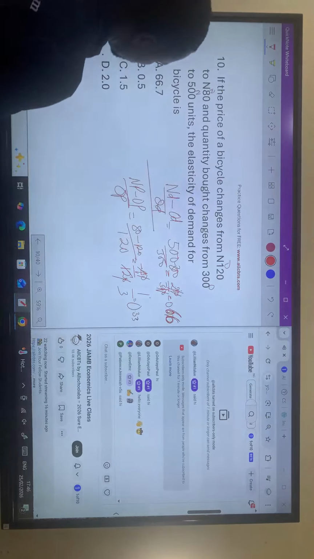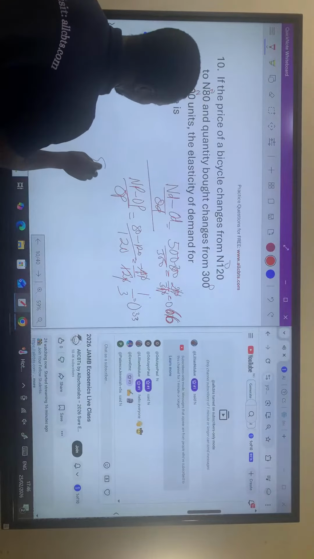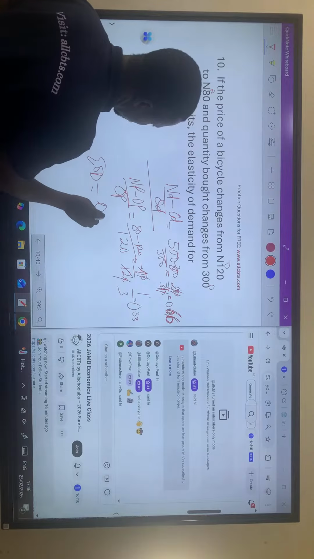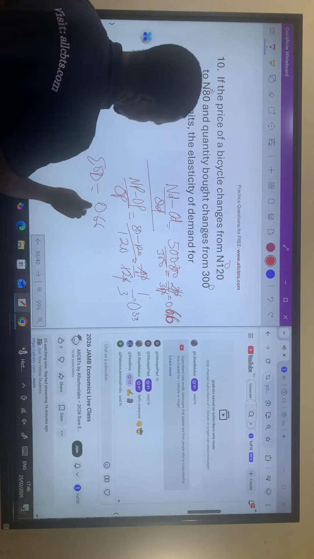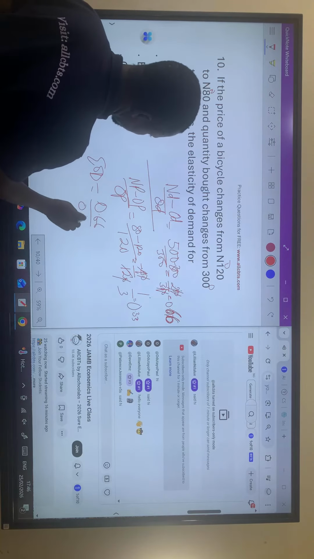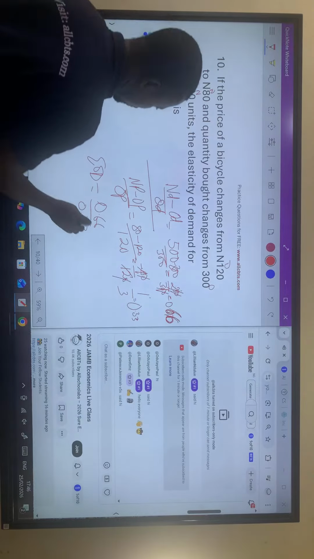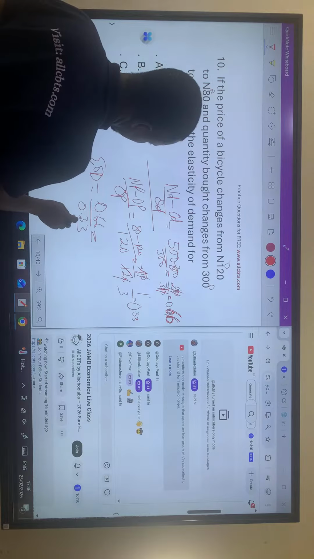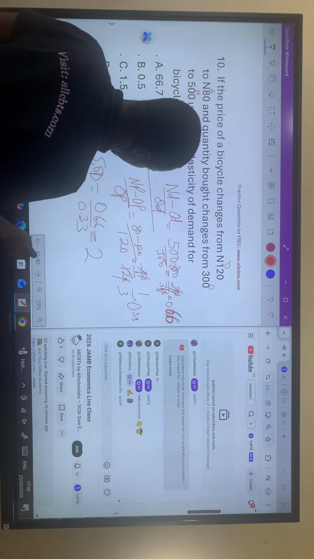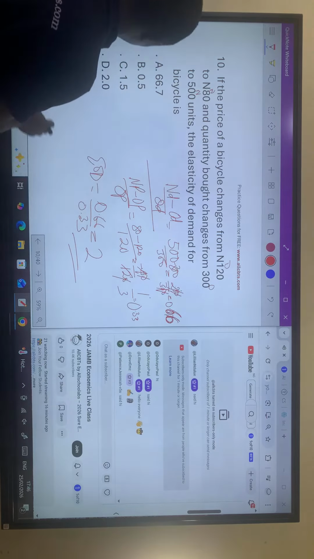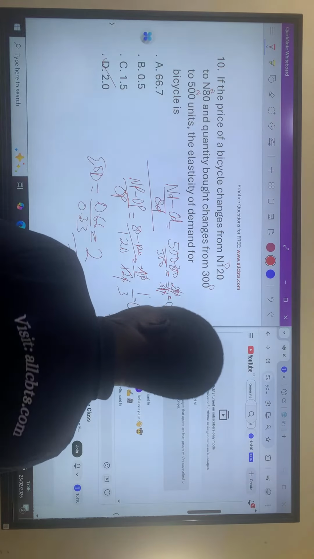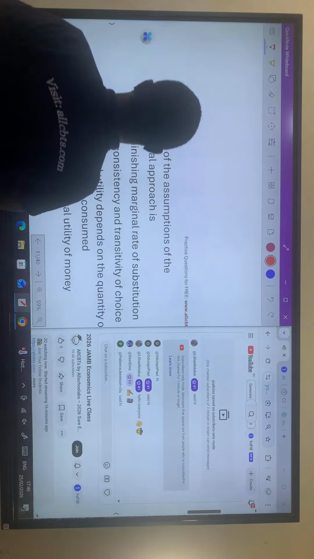Alright? So, to get our elasticity of demand for this particular product, the answer we get is 0.66 over 0.33. Okay? So how does it go? How many of these can we find here? We can find 2 of it. Alright? So the answer is 2.0, D. The answer is 2.0, D. Okay? Let's move on quickly because of our time.